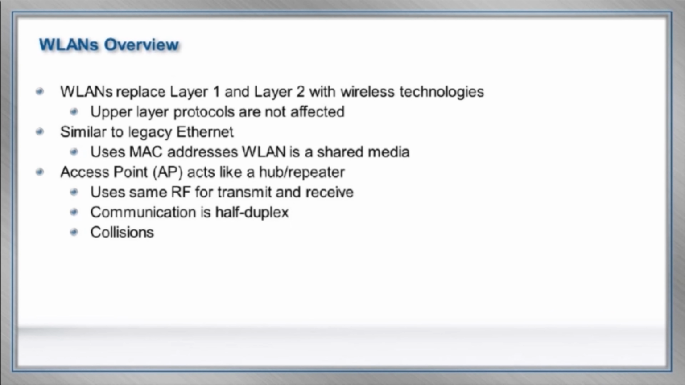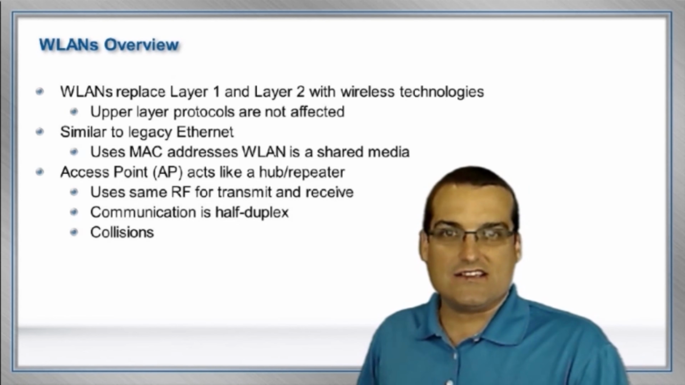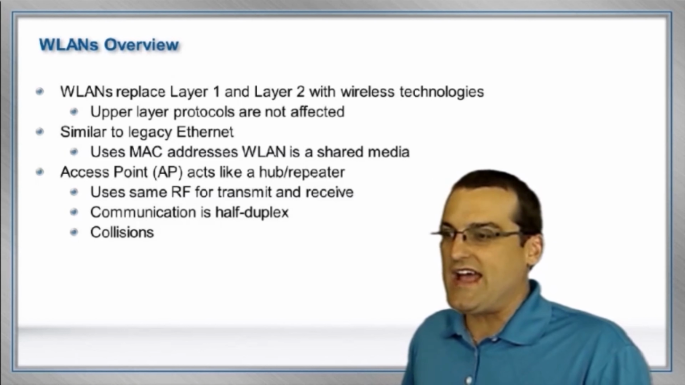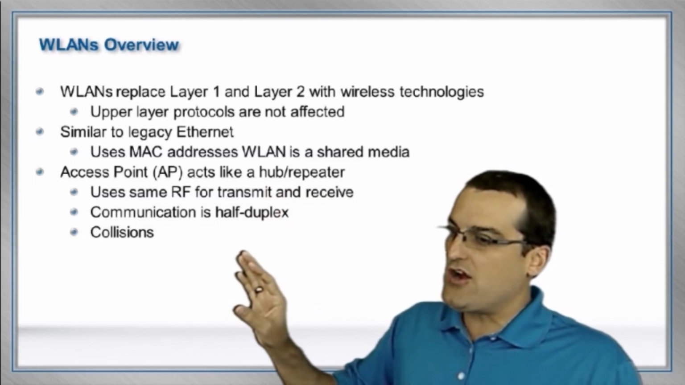Now, wireless LANs are certainly what most of us network engineers think of these days when we hear wireless. Notice that wireless LANs have replaced the wired technology at layer 1 and layer 2, and the upper layer protocols don't care, don't know. It's very similar to legacy Ethernet. It's going to use MAC addresses, and there's one issue here with the way in which wireless LANs work today. You know they're not as fast, but the question is, why aren't they as fast? Well, because they're using a shared media.